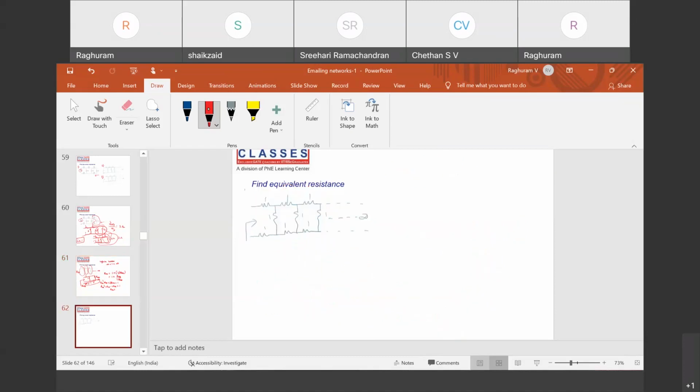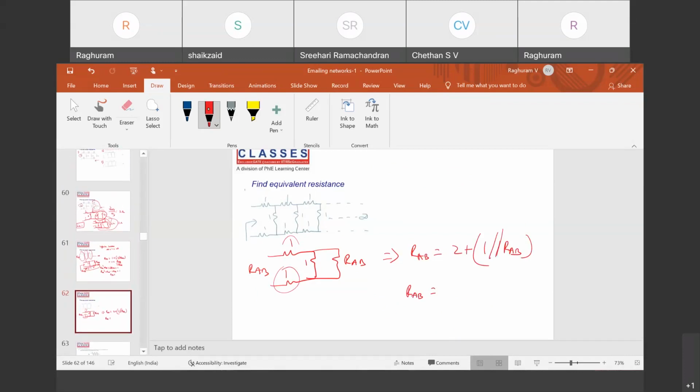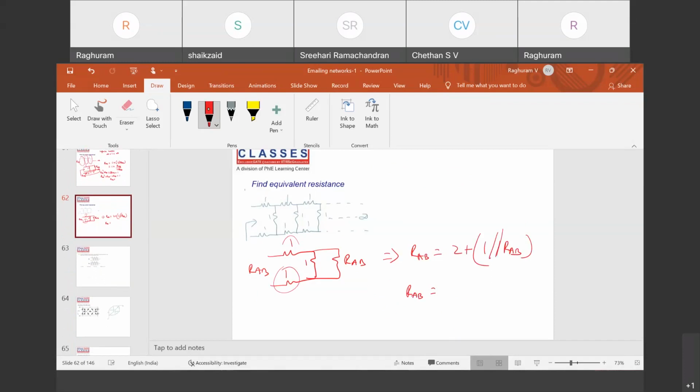This is also a similar one. RAB is equal to 2 plus these two in series, plus 1 parallel with RAB. So 2 plus 1 parallel with RAB, solve for RAB. The main thing is the procedure is important. You have to try to solve this. Everyone try to solve this.